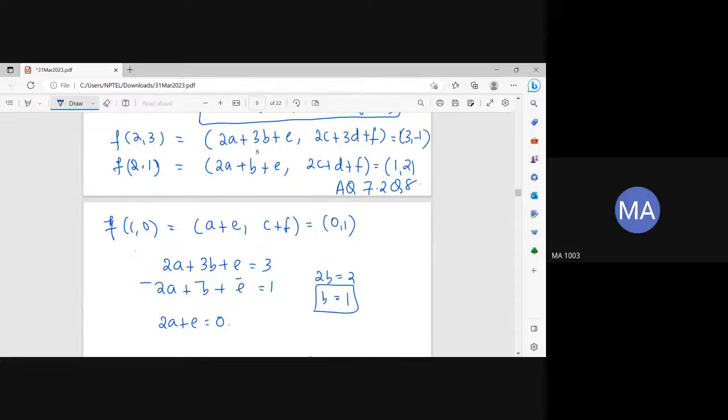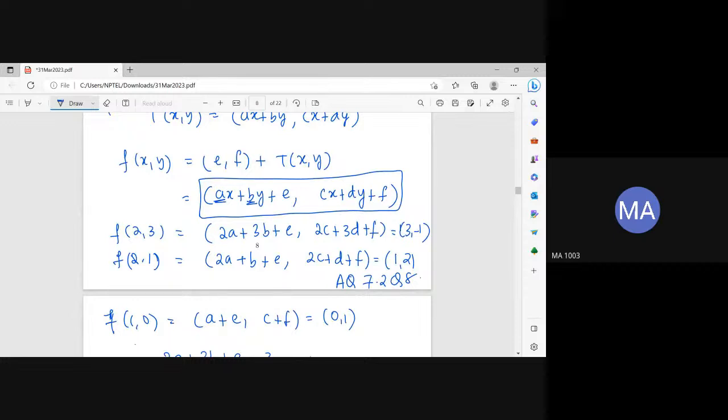Here we have to solve for a and b, that's it, is it? None of a, b is known, no? a, b, e, okay. c, d, f. Okay, and you have six equations then: 1, 2, 3, 4, 5, 6. Six equations, okay. Six variables. Six unknowns, okay. Yeah.